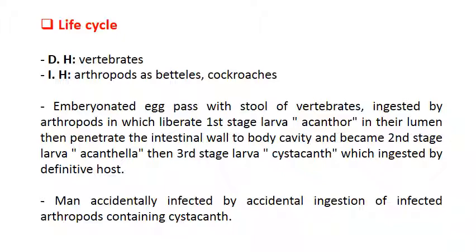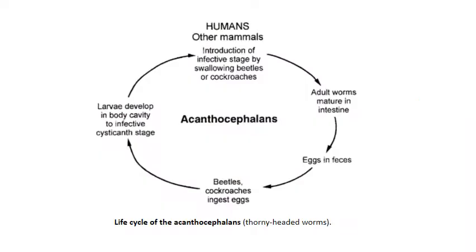Man is accidentally infected by ingestion of infected arthropods containing cystacanth, the infective stage. In this picture, you can see the life cycle of the Acanthocephala. Adult worms mature in the intestine, eggs are liberated in feces, then ingested by beetles and cockroaches, then larvae develop in the body cavity to the infective cystacanth stage, and lastly, infection occurs by swallowing beetles or cockroaches.